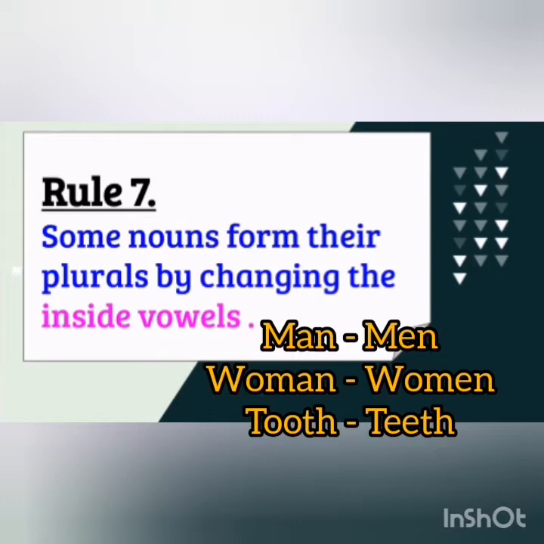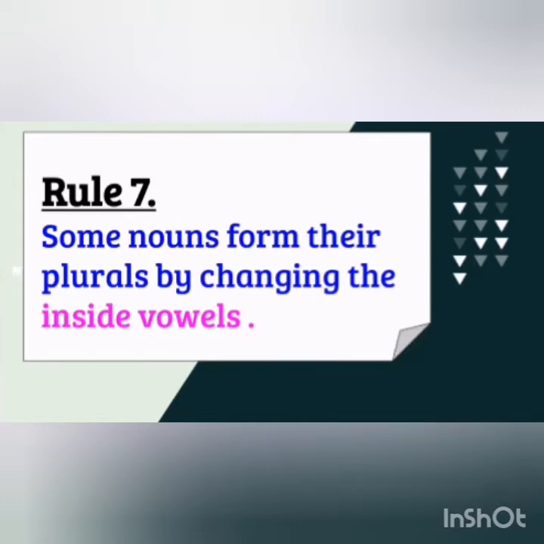WOMAN and WOMEN. Understood? For example, tooth, that is TOOTH. Here there are two vowels, so we will be converting those two vowels into E. Okay? So that will be TEETH. Understood? Now coming to the eighth rule.